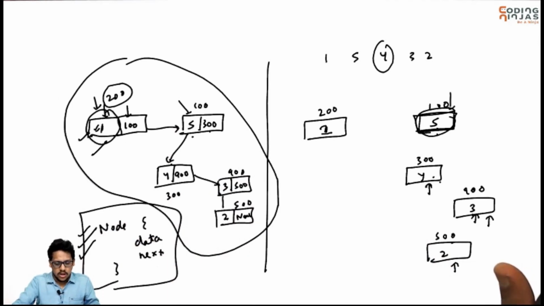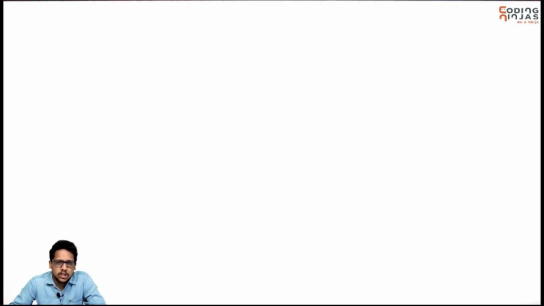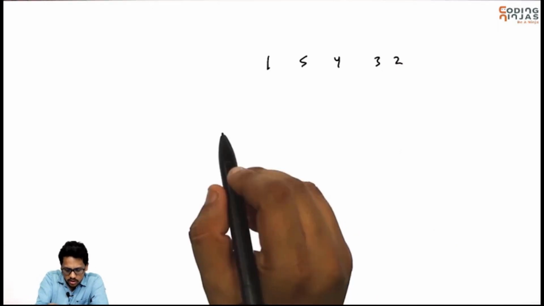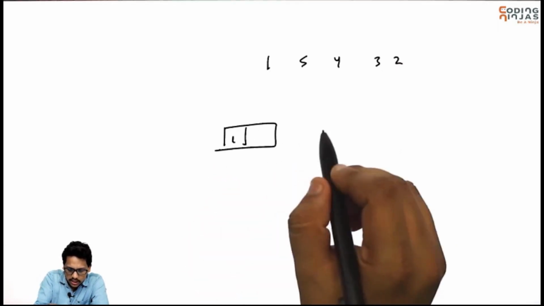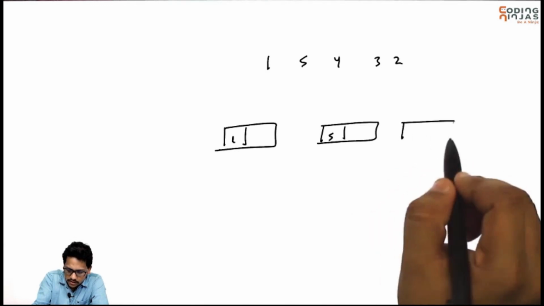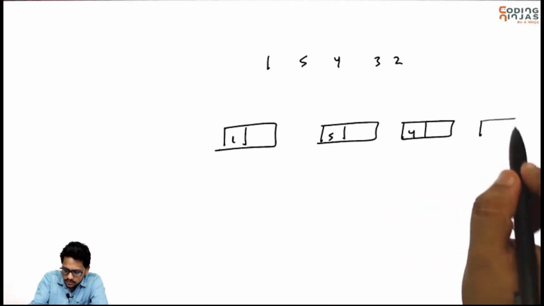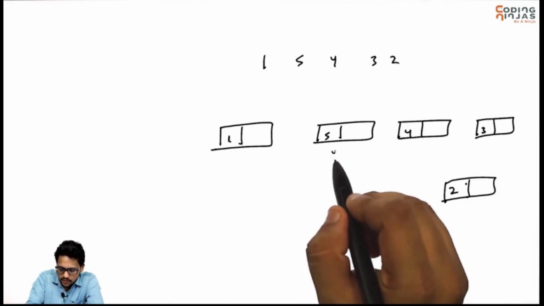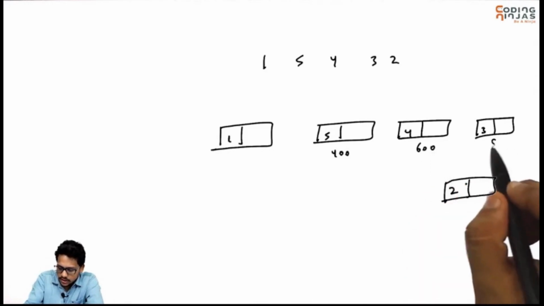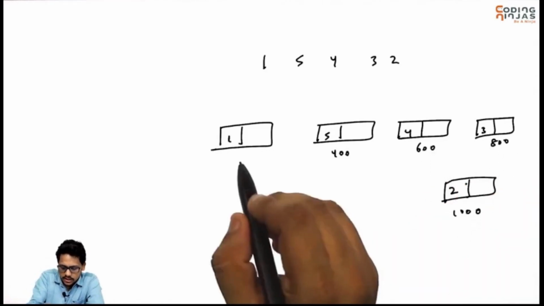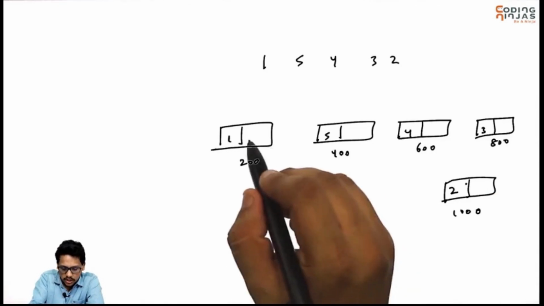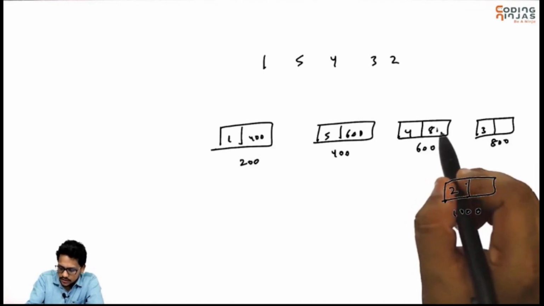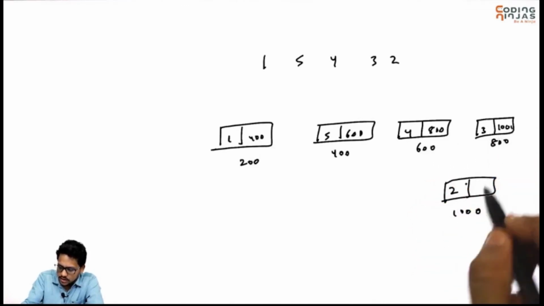Okay, so let's see what we need in case of a linked list. So we had constructed the linked list like this: 1 5 4 3 2. So it has been constructed like this: 1 here, 5 here, 4 here, 3 here, and 2 here. Let's say its reference is 400, its reference is 600, its reference is 800, its reference is 1000, and its reference is 200. So it will store the reference to the next node, that means 400 here. It will store 600 here. It will store 800 here. It will store 1000 here.